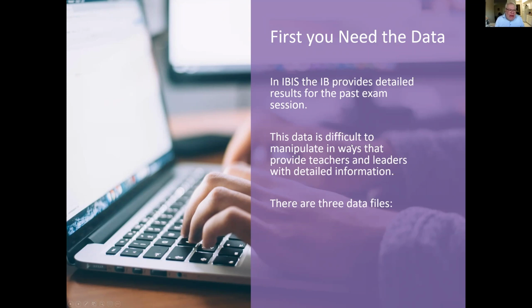There are 3 data files in IBIS: the subject results CSV, the candidate results CSV, and the component result CSV. CSV stands for comma separated value. They are basically the equivalent of large Excel files.